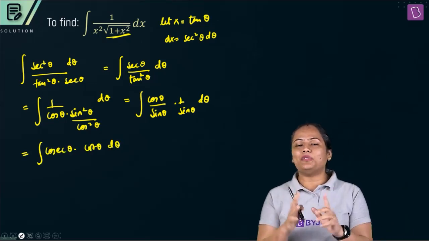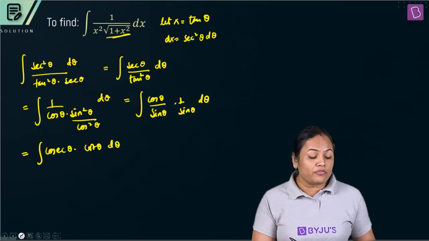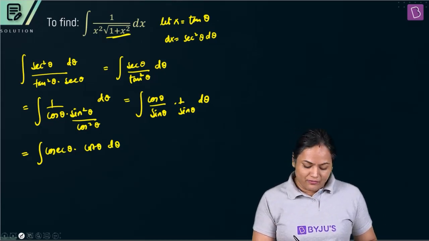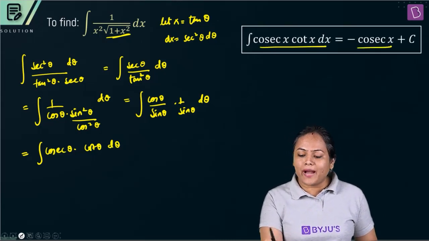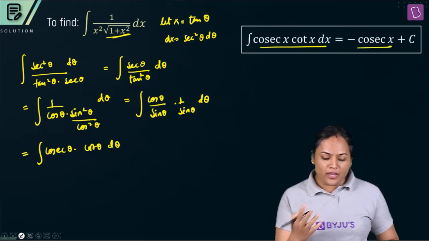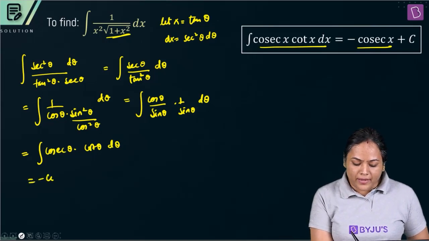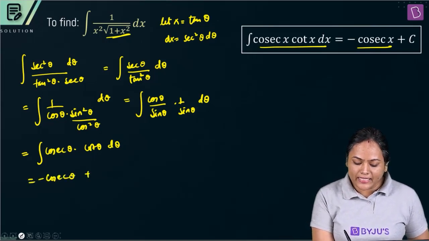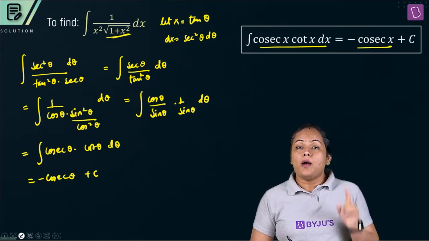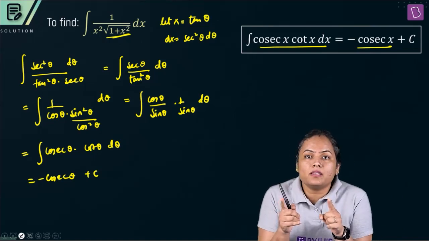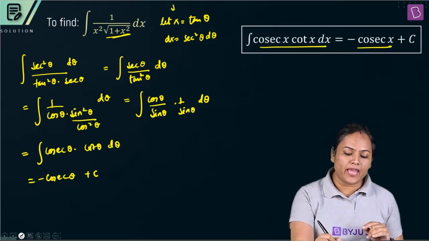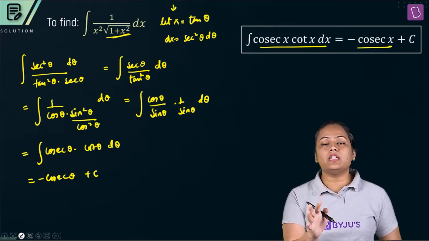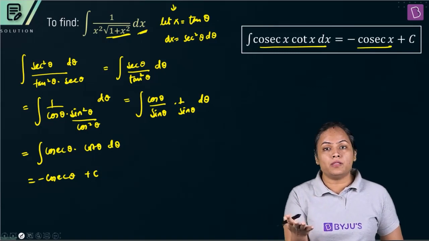And this you already know the formula. What is the integral of cosec theta cot theta? Well, we know that the integral of cosec x cot x is minus cosec x. So therefore, this is going to become minus cosec theta plus c. But what you have to remember is, we have to convert this entire expression in terms of x. That was our initial variable, right?